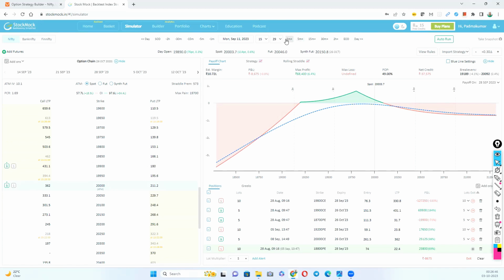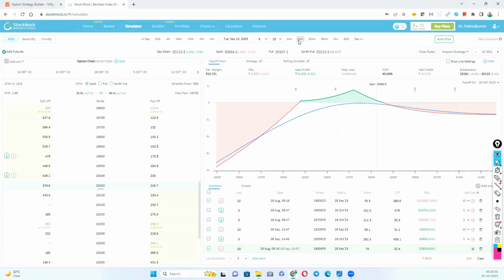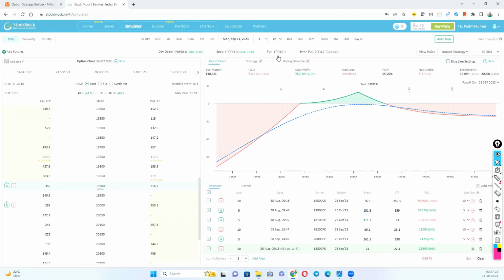So it comes back in just 5 minutes. So let's keep it 19,000. Oh, what happened? We'll go to 11th, which is 920, right? 920. We'll see spot is around 19,900. That is okay, 19,900. We'll see how that is.